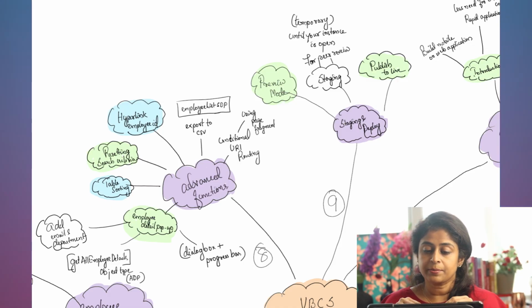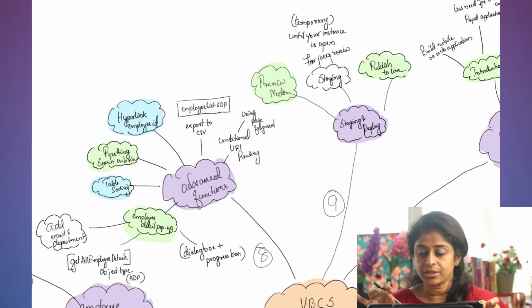Advanced features in the UX part such as dialog box, progress bar, and CSV export. We can provide a feature where clicking on a hyperlink in the table, that is the ID column, can open up a dialog box to display more detailed information about a selected employee record. The form layout pop-up shows read-only fields such as ID, name, phone, email, and department.